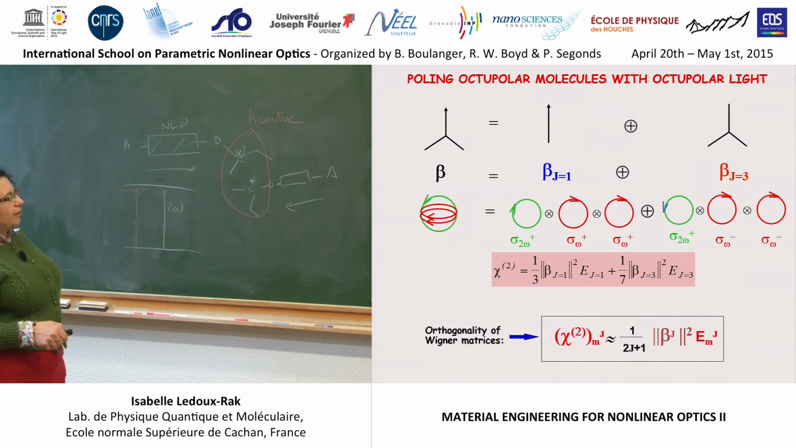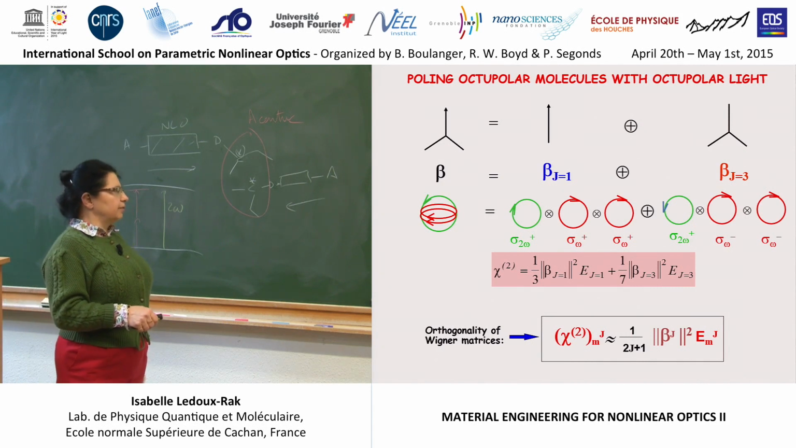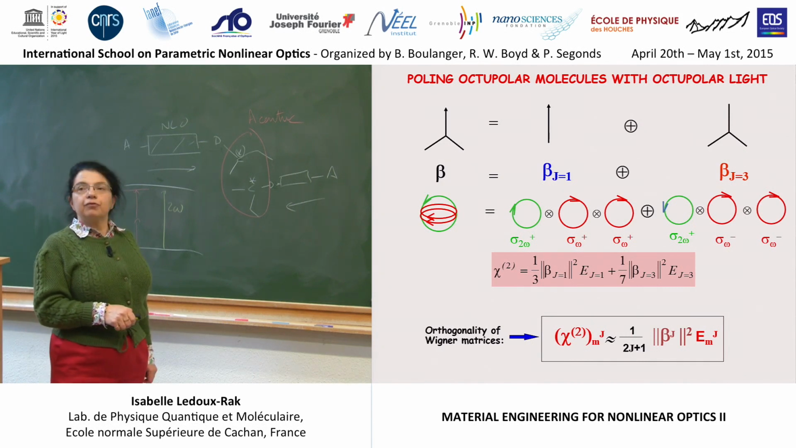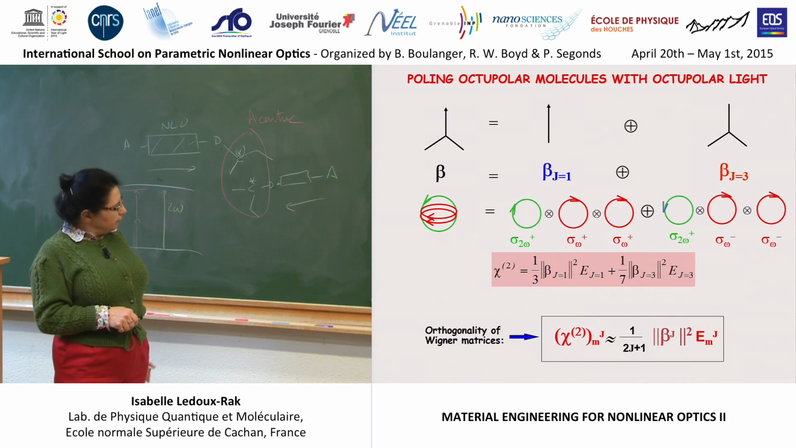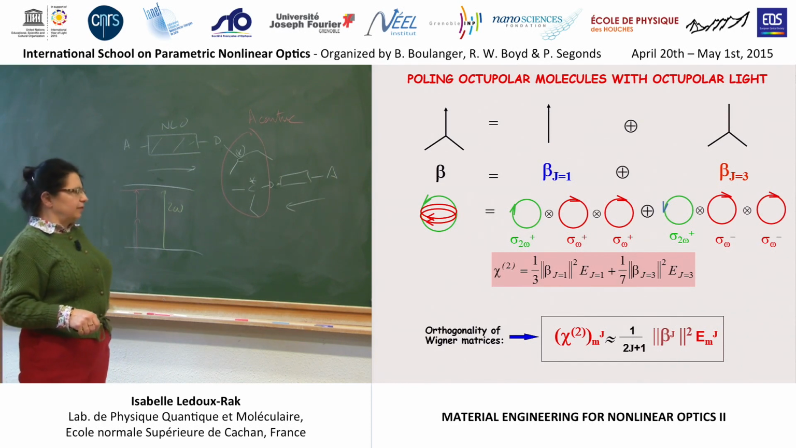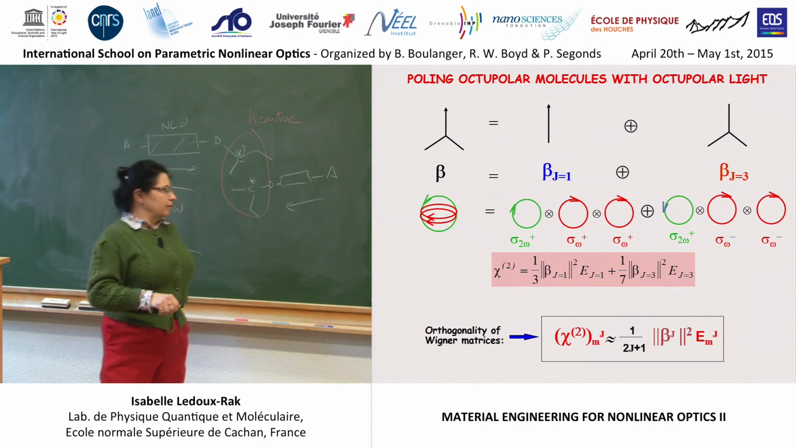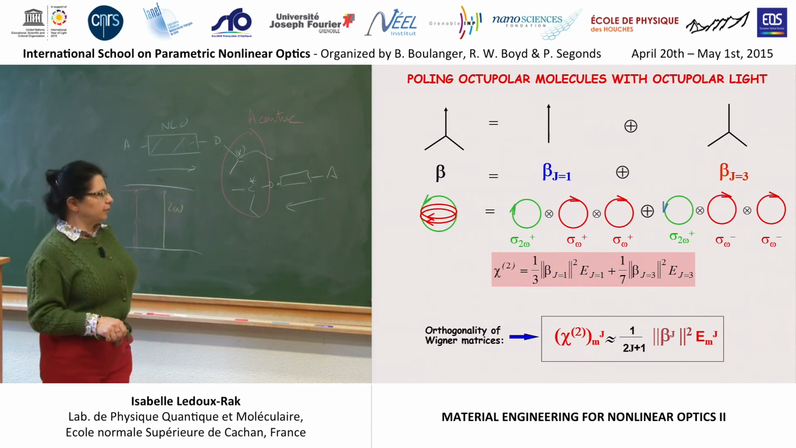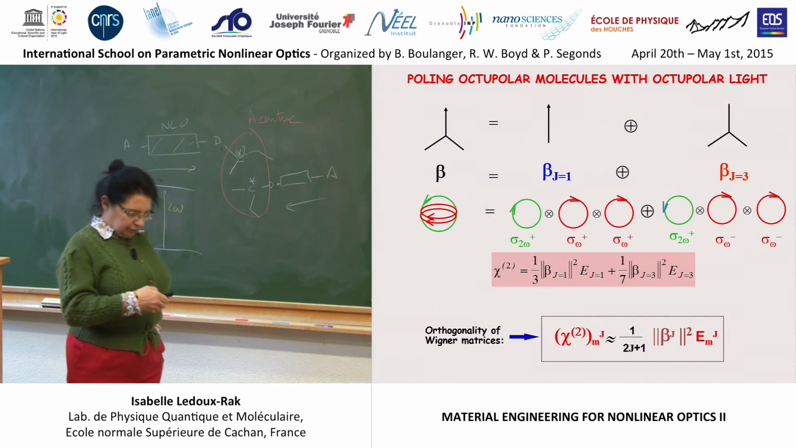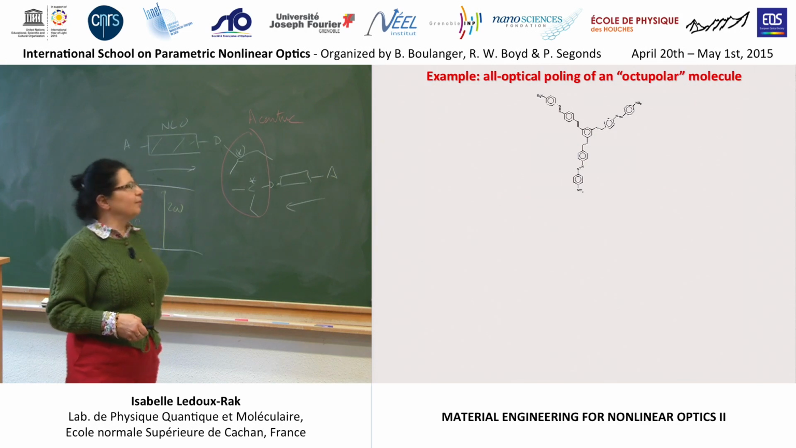But we can use some elliptical field and find a combination of both. And this will be a way to control, finally, the balance between the dipolar and octupolar contributions to the beta tensor, the chi2, and really to design the symmetry of chi2, to really control the part of dipolar and octupolar contribution to this chi2. So that has been found for an octupolar molecule.